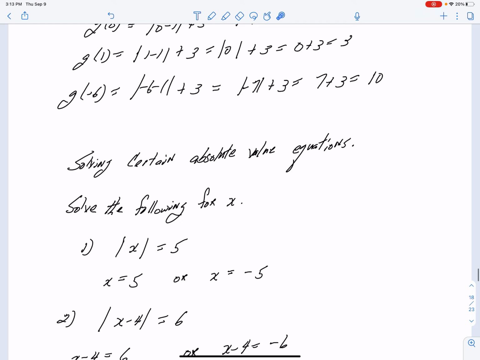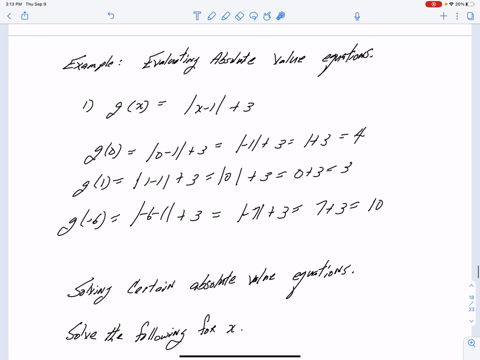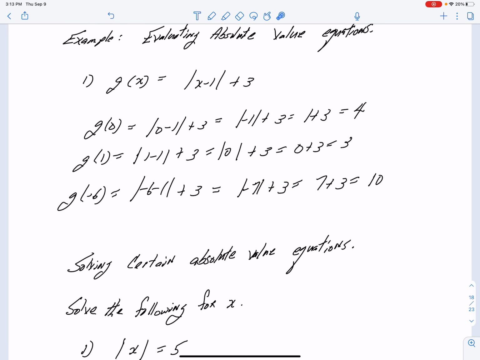What would g of minus 6 be? Well, g of minus 6 would be what? I plug in minus 6 here. Minus 6 minus 1, add 3. Minus 7, add 3. That is the absolute value of minus 7, add 3. And what do I get? 7 add 3, which just has a value of 10.